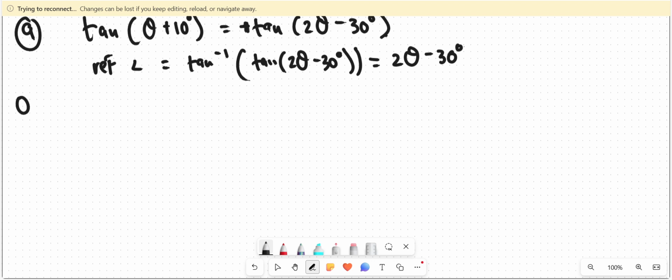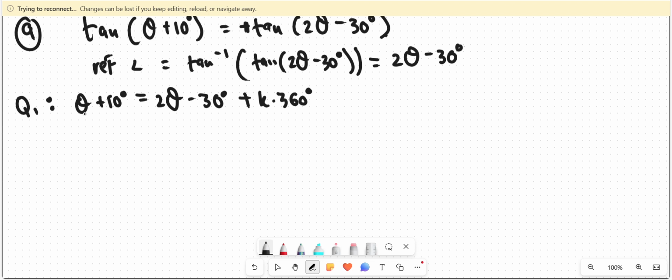So if I'm in quad 1, my theta plus 10 degrees is equal to my 2 theta minus 30 degrees plus K360. And if you do these, you end up with a negative theta on this side, and on this side a negative 40 degrees.